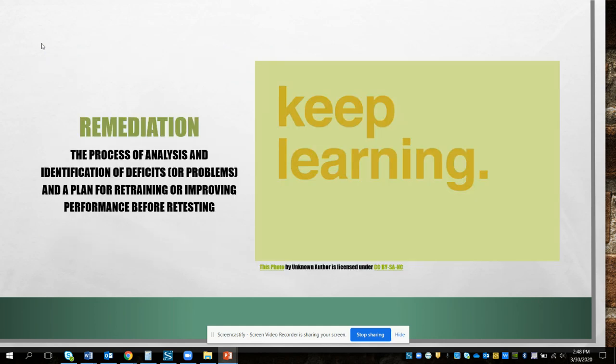Now, looking at remediation, this is the process of analysis and identification of deficits or problems and a plan for retraining or improving performance before retesting.